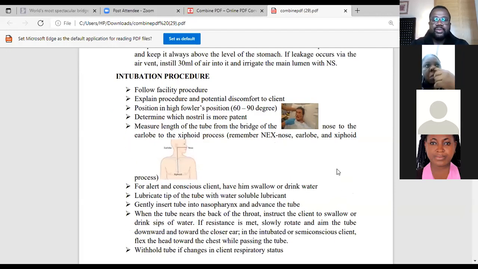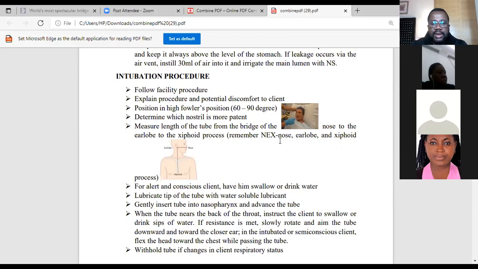Then you have to determine which of the nostrils is patent, okay? Which of the nostrils is patent, and then you measure the length of the NG tube. How do we measure? These are very important areas that come in examination. In the exam, these are areas where questions come from. Now, you have to measure from the bridge of the nose to the earlobe and to the xiphoid process.